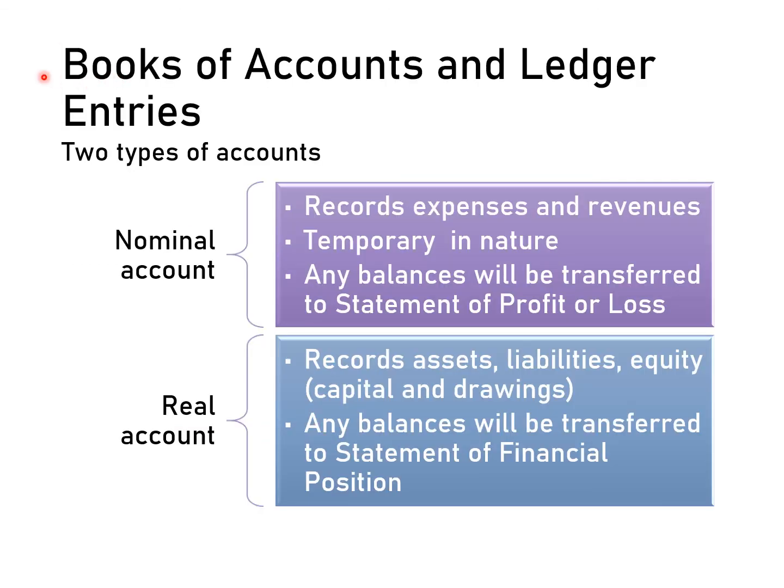So, next kita nak tengok on books of account and ledger entries. There are two types of account. First one adalah the nominal account. Nominal ni biasanya temporary account. Dia akan record expenses dan revenue sahaja. Okay, so balance dia kita akan transfer kepada statement of profit or loss.